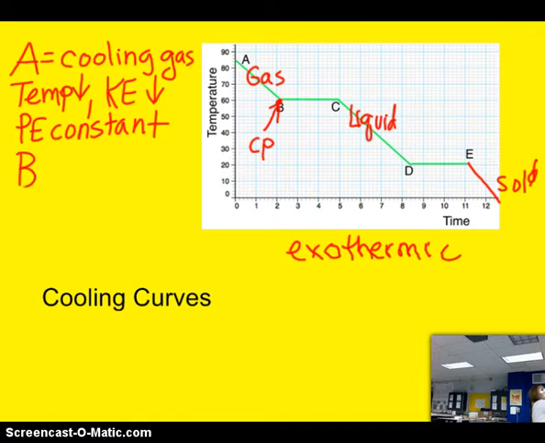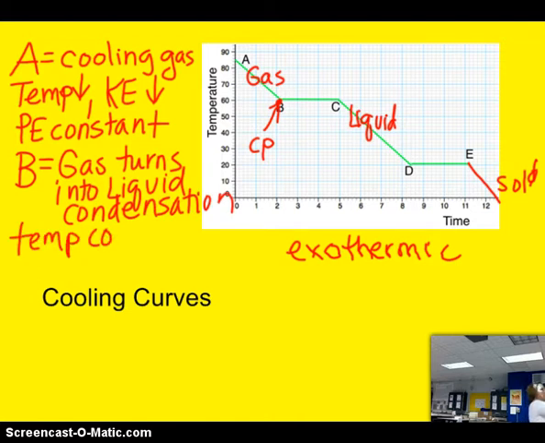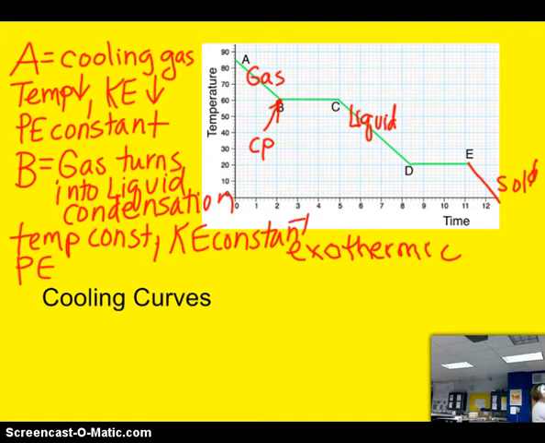So during segment B, on mine it's from B to C, you're cooling the gas, all the gas is turning into a liquid. Okay, we call that condensation. It's a flat part, it's phase change. The temp is constant. So the kinetic energy is constant, which means the potential energy must be changing, and on a cooling curve, it's decreasing, okay?